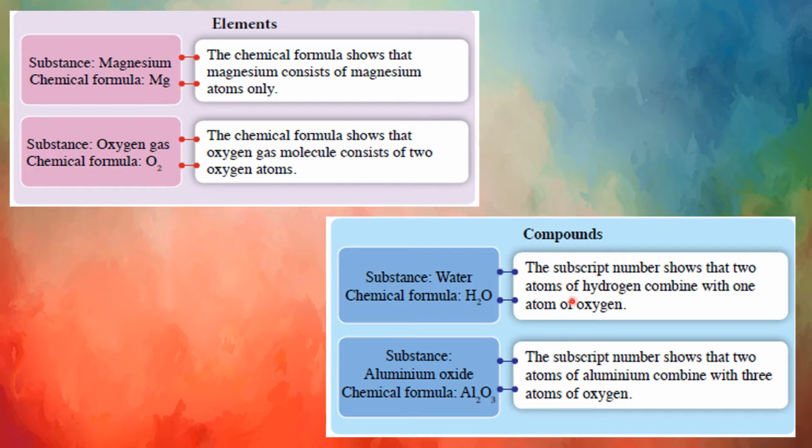And then we have the compounds. The first example is water. The chemical formula is H2O. The subscript number shows that 2 atoms of hydrogen combine with 1 atom of oxygen. The second one is aluminium oxide. The chemical formula is Al2O3. The subscript number shows that 2 atoms of aluminium combine with 3 atoms of oxygen.